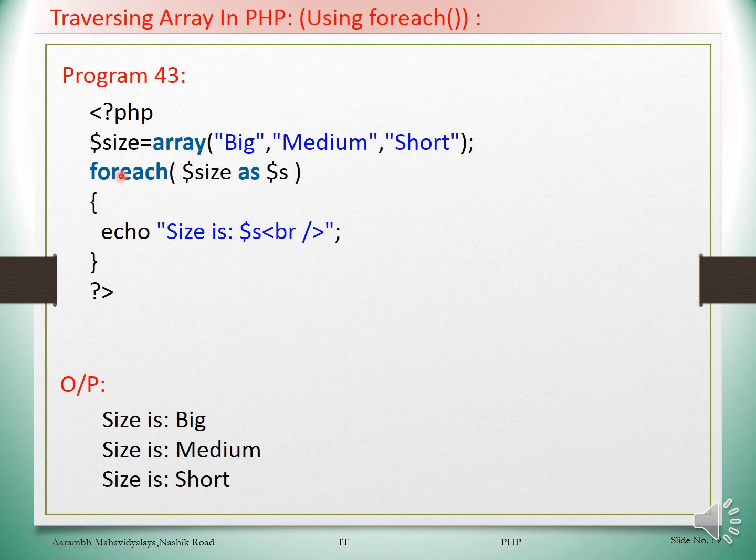Therefore we open the foreach statement, then echo size is, which will be common for everyone, and then $s, and then break will display every data on a new line. Here see the output, size is, first of all, then big, medium and short. Why is it in this sequence? Because we have used foreach $size as $s, and then size is $s. Therefore it will display all the elements sequentially in the output. This is the use of foreach.